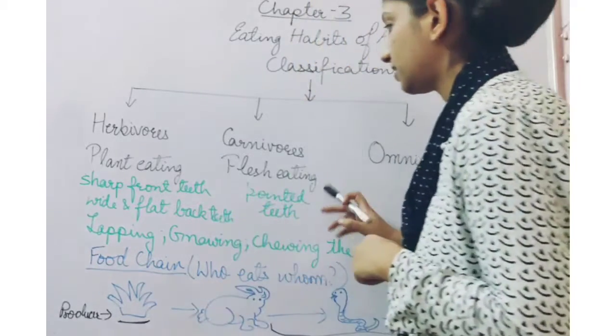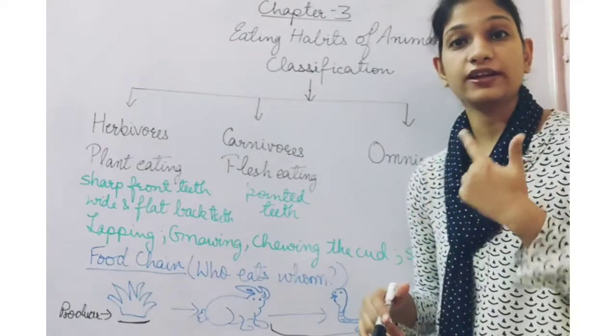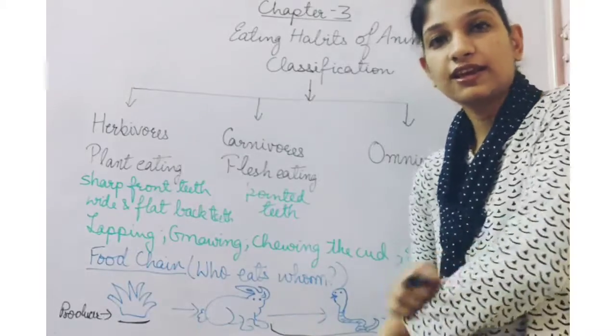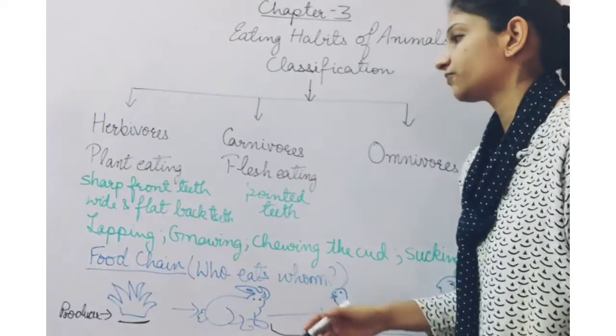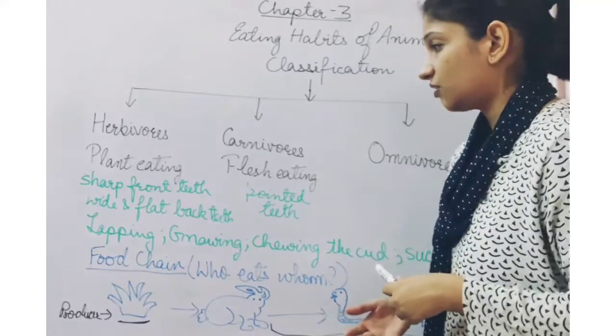Then you talk about the next, carnivores. Carnivores have pointed teeth so that they can tear the flesh of animals. Then you have different animals and how they are adapted.